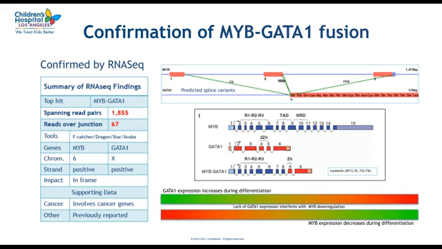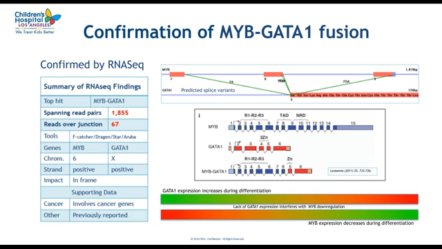MYB is known to be very highly expressed in early stages in non-differentiated cells, and then its expression goes down during differentiation. And with GATA1, it's the opposite. It promotes differentiation, so its expression goes up during the differentiation process. And interestingly, these two genes are co-regulating each other. There are binding sites for GATA1 in MYB regulatory regions. So as GATA1 goes up, it binds to MYB regulatory regions and participates in downregulation of MYB.